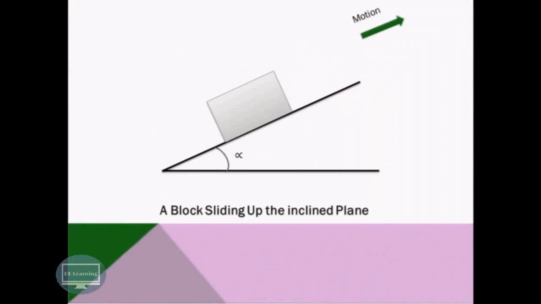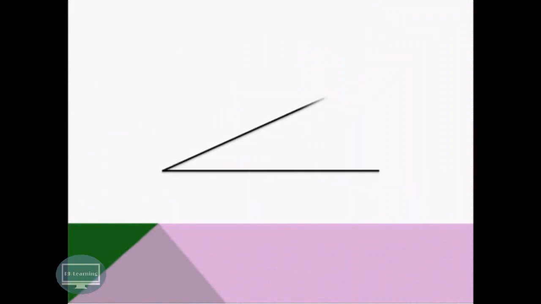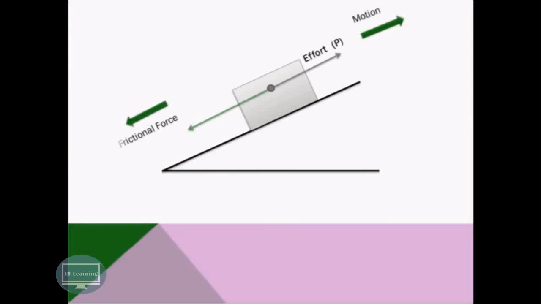So we try to understand the free body diagram of a block sliding up the inclined plane. As the motion is up the plane, suppose this effort is applied in this direction, and the frictional force will act in the opposite direction. So it is in the downward direction, and frictional force is given by mu R.